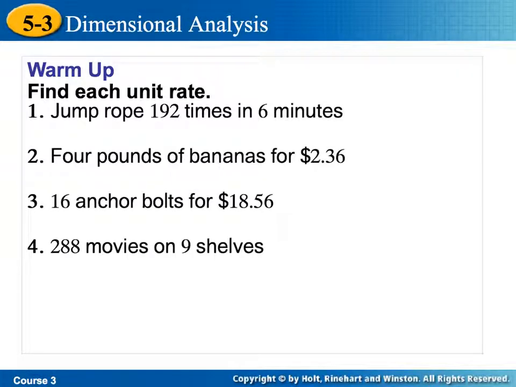All right. So we have four warm-ups to start off with. And what you are going to do is change these rates into unit rates. Change the rates into unit rates. All right, go.